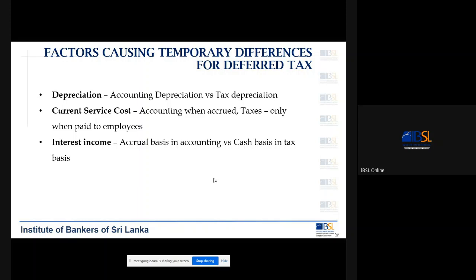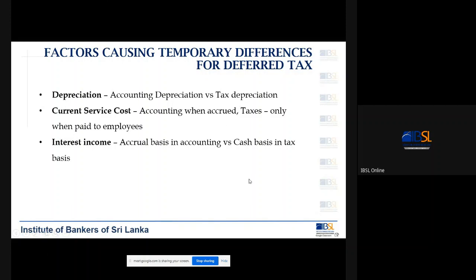Then, most importantly, you should know the interest income. What will happen? There might be a situation where you will do accrual basis of accounting versus cash basis accounting. That is also very, very important, because most of the time the Inland Revenue Department will permit the cash basis accounting. Okay, so those differences also might end up in providing a deferred tax.